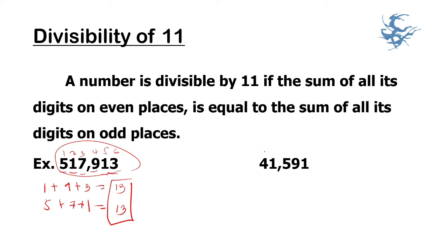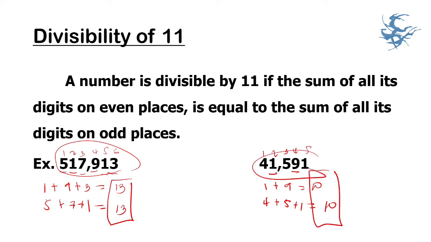Let's also put the numbers on the places. Now, we add the numbers in the even places, which are 1 and 9. We add them, and the result is 10. Now, we add the numbers in the odd places, which is 4 plus 5 plus 1. 4 plus 5 is 9 plus 1, 10. Okay? Since they are equal, this whole number is divisible by 11.